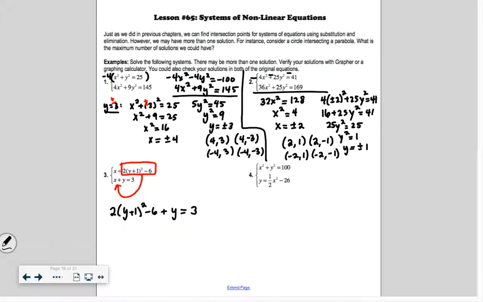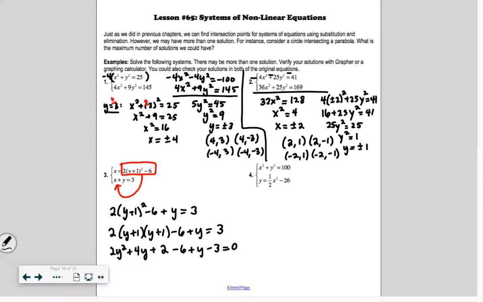So I did substitution. So I get 2. I'm going to FOIL out y plus 1, minus 6 plus y is equal to 3. Can I do 2 steps in one, or are you going to cry? So if I FOIL out y plus 1, I get y squared plus 2y plus 1, right? So I'm going to multiply the 2 in. So I get 2y squared plus 4y plus 2 minus 6 plus y. I'm going to subtract the 3 over 2.